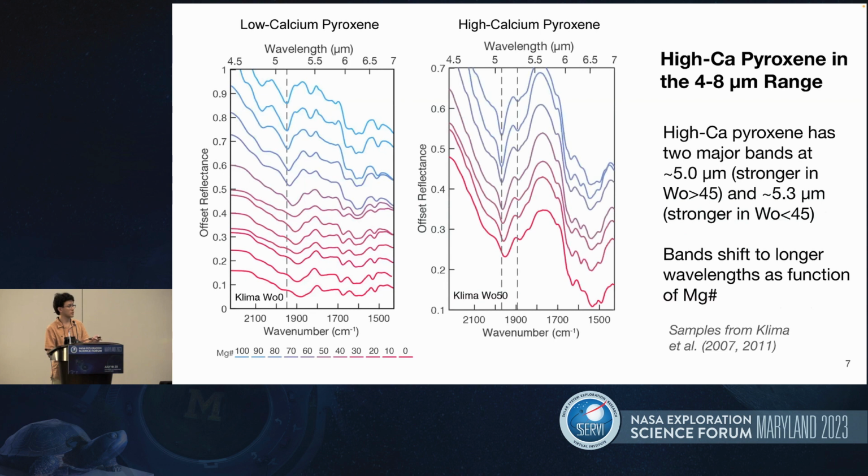So then the next question was, what happens in the high calcium pyroxenes, which is a particular challenge because of the confounding influences of variations in Mg-Fe content and calcium content. What we see is that there are two well-defined bands at 5.1 and 5.3 microns. And the positions of these bands shift only as a function of Mg number and shift likewise to longer wavelengths with increasing Fe. And the only change that occurs as a function of calcium content is the relative strength of the 5.1 and 5.3 micron bands.